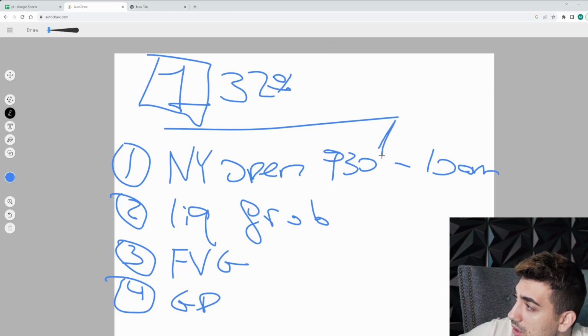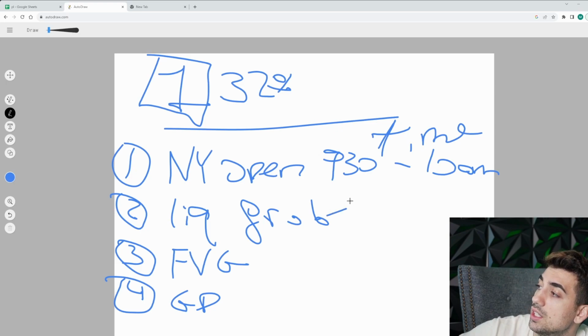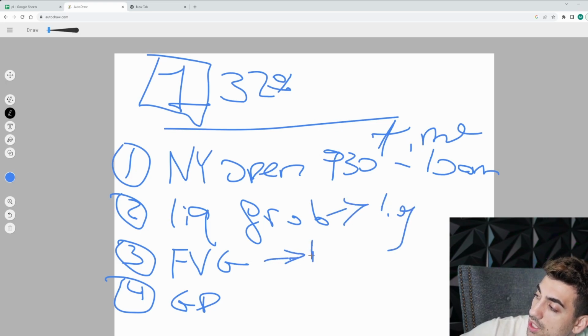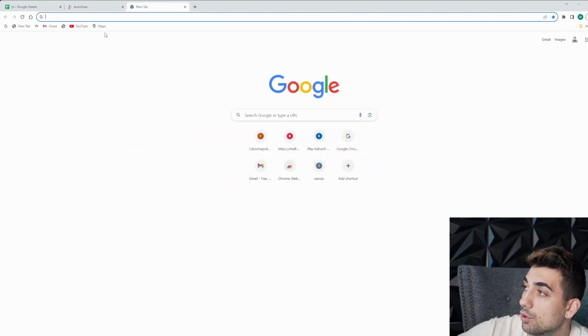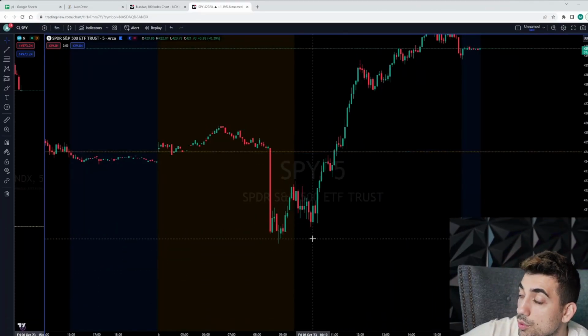You have time. When you're trading a setup, you need time, you need price. You have liquidity, you have velocity, which forms fair value gaps, and then you also have the mental aspect, which is Fibonacci. So let me show you an example real quick on TradingView. This was an actual trade that we took today.